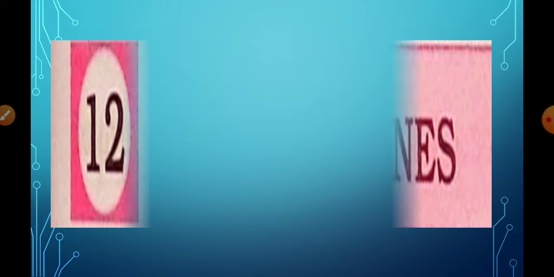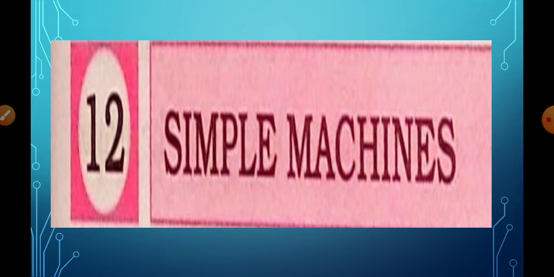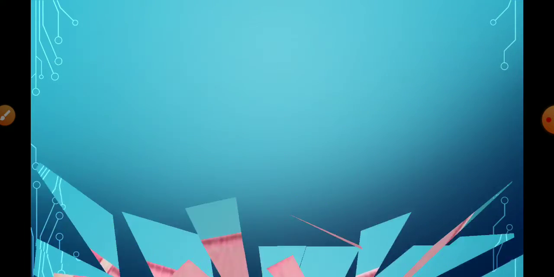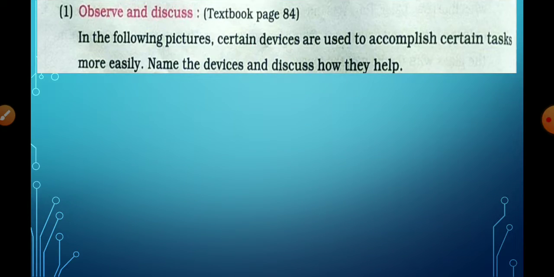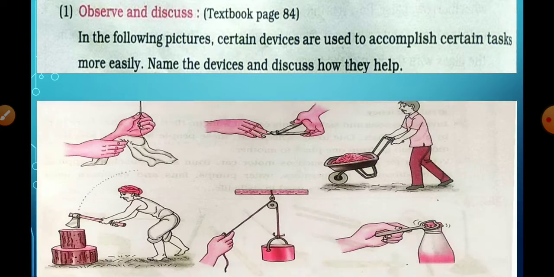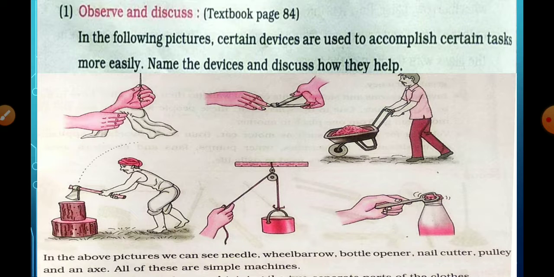We are writing the question answers of the simple machines lesson. See here. Today we are going to write the answer for Observe and Discuss, given in the textbook on page number 84. See, the picture is given there in the textbook.